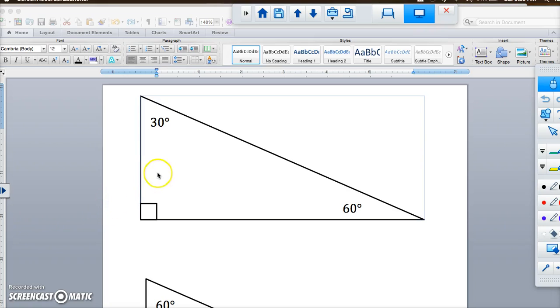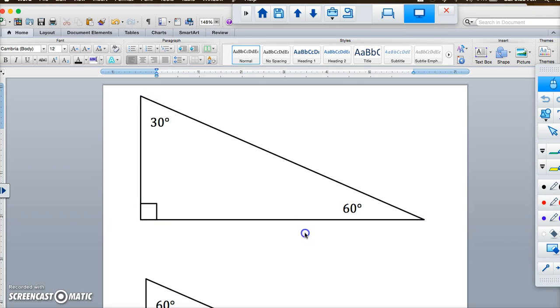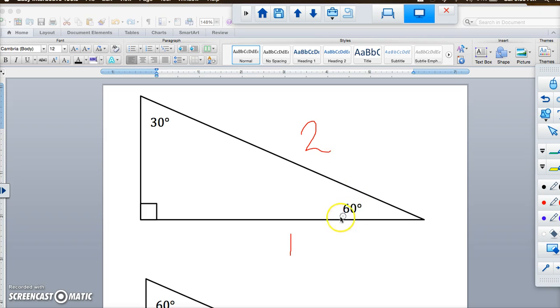There's two types of special right triangles, the 30, 60, 90 and the 45, 45, 90. So we're going to start with the 30, 60, 90. Remember, we've already learned that the cosine of 60 is 1/2. So if the cosine is adjacent over hypotenuse, that means this side will be 1 and the hypotenuse will be 2, because that's your adjacent to your hypotenuse for the 60-degree angle.